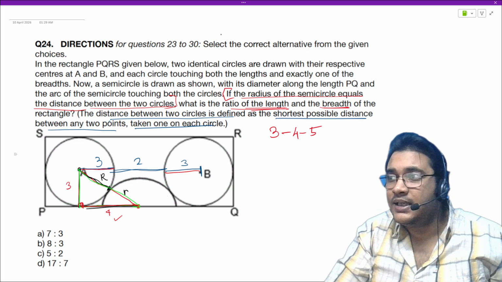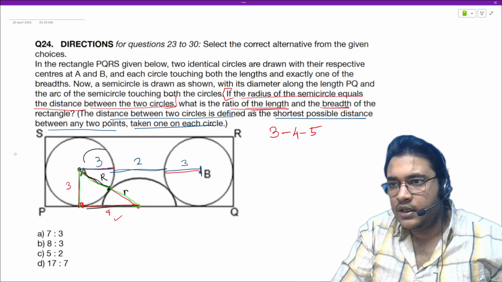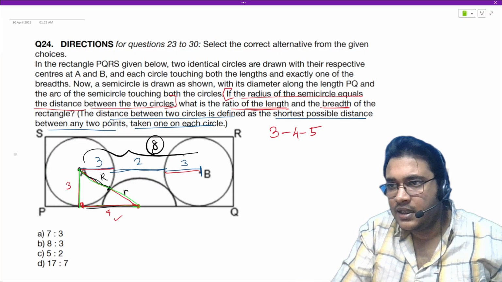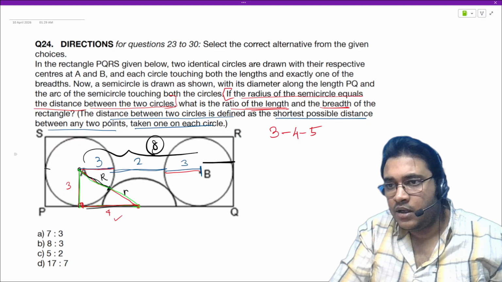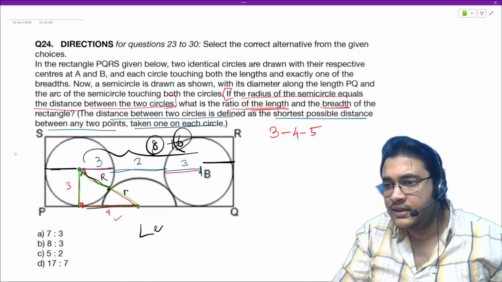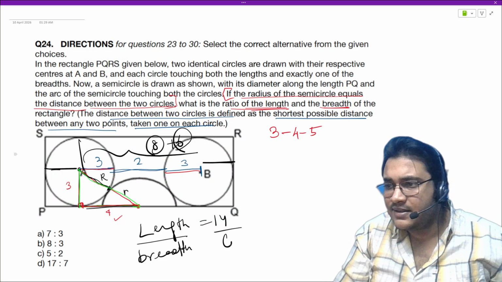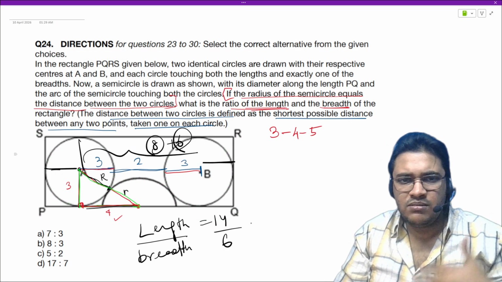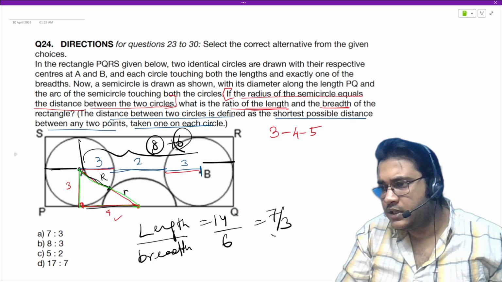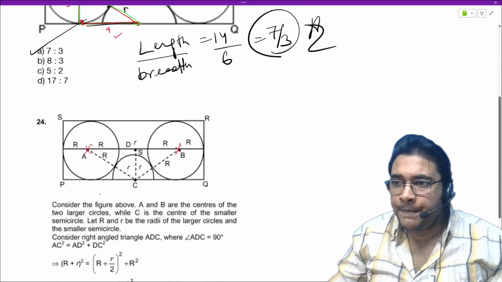Now you practically have the answer right in front of you. What is the length? I have already calculated. This much is 8, and then this and this add another 6, so 8 + 6, so the length becomes 14. What about the breadth? That is 3 + 3, that is 6. Just reduce this, 7/3. This is my answer. 7:3 is my answer. Okay?